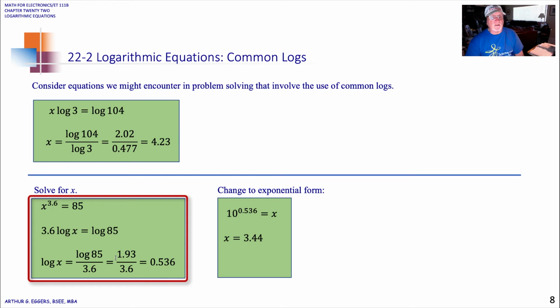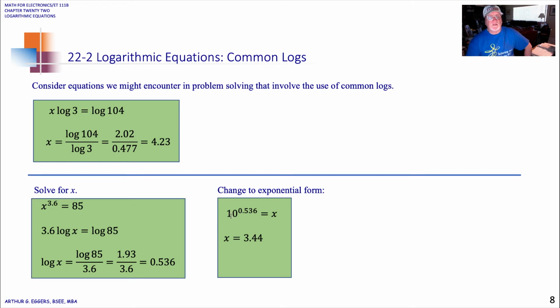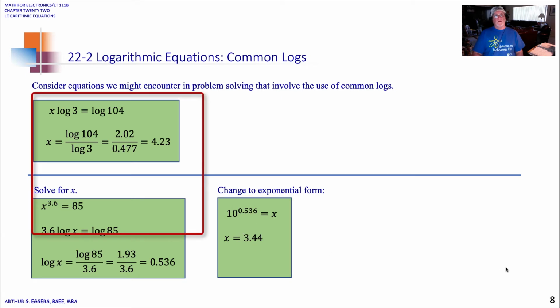We've got the log of x, so now we take the inverse log of both sides. So that means raising 10 to the 0.536 equals x. The inverse log kills the log, and x then is equal to 10 to the 0.536, or 3.44.